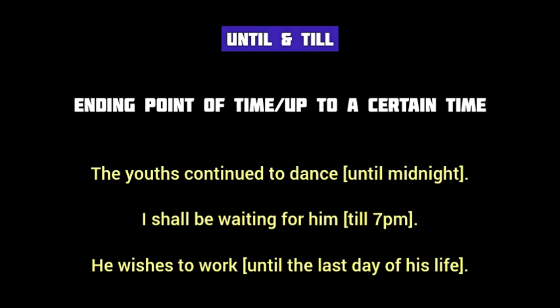In the sentence, I shall be waiting for him till 7 p.m., till is a preposition of time. Why? Because it tells us my waiting for him will end at 7 p.m. Similarly, he wishes to work until the last day of his life. In this sentence too, the preposition until indicates the time, that is, the last day of his life up to which he wishes to work. In this way, until and till indicate the time up to which an action is supposed to continue.